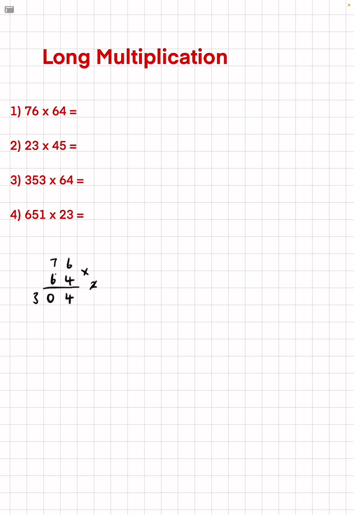Next, we're going to multiply this digit by each digit at the top. Instead of doing 60 multiplied by 6, we're going to make the calculation easy by putting the 0 here and doing 6 times 6, which is 36. So we put the 6 down, carry the 3. 6 times 7 is 42. Add 3 is 45.